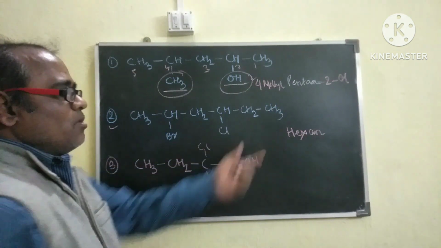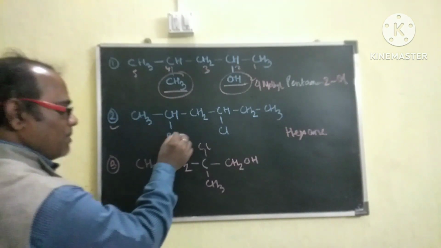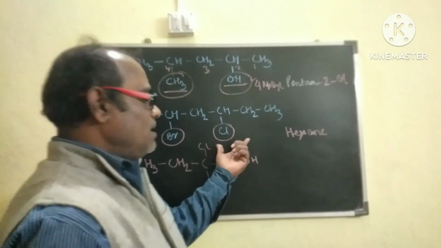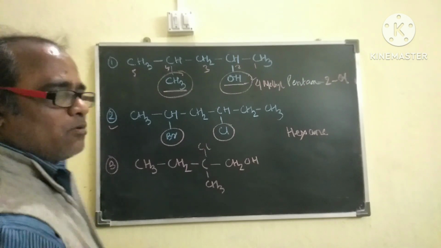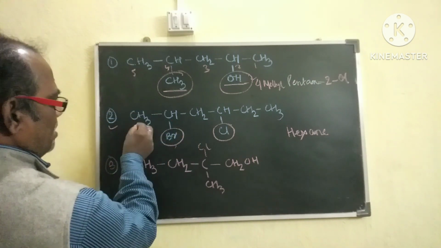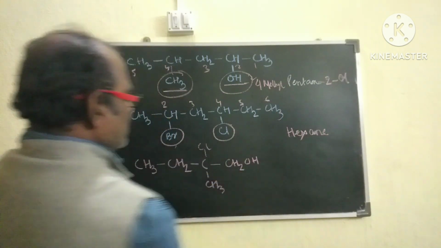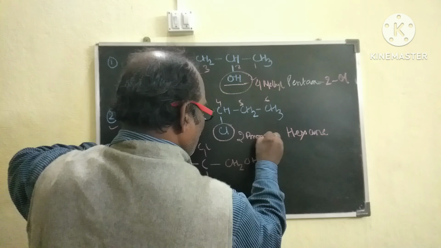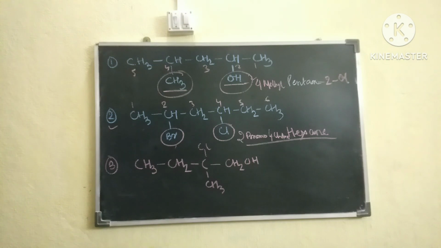Now see here, there is no secondary suffix. So we can write hexane. Now we have to see the prefixes: bromine is there, chlorine is there. Since they are both halides, we have to go with alphabetical order. Bromine starts with B and chlorine starts with C, so naturally B comes first. So we have to number the carbon atoms from the left hand side: 1, 2, 3, 4, 5, 6. Then the name becomes 2-bromo-4-chlorohexane.